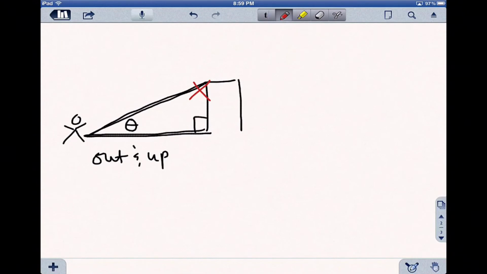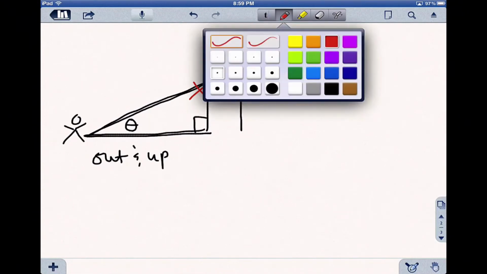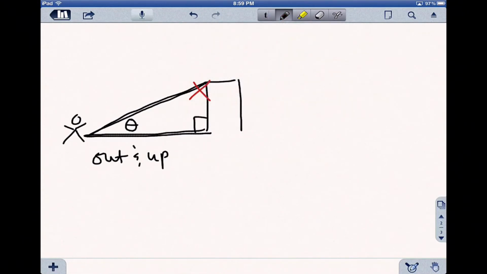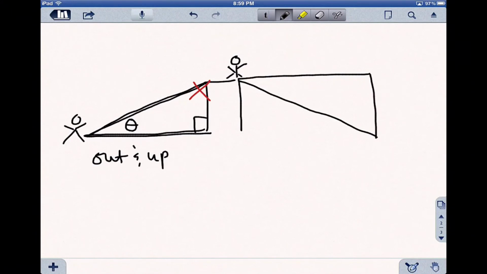The opposing type is your angle of depression. Angle of depression, if you were at the top of this building, you want to think out and down. Out and down. Okay, so here you are at the top of this building. The angle of depression is formed by going out and looking down. I'm using theta to denote the angle of depression. So angle of depression, always think out and down.